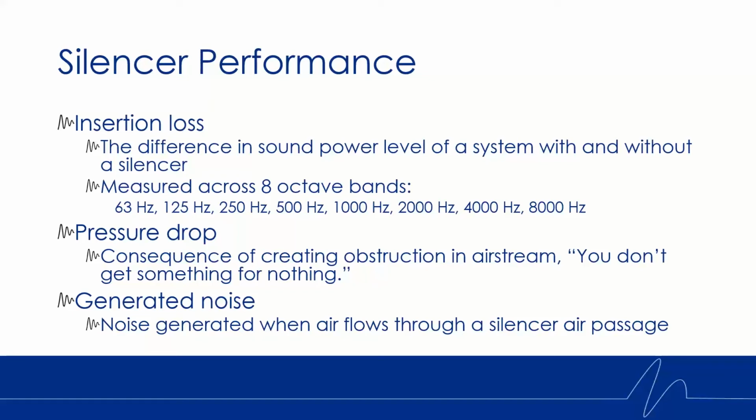So the insertion loss of the silencer, this is the difference in sound power levels in a system with and without a silencer. It's how much sound energy is taken out of the system by the silencer. We measure this in 8 different octave bands, just like we do the sound power and sound pressure up until now. Next, we have the pressure drop.